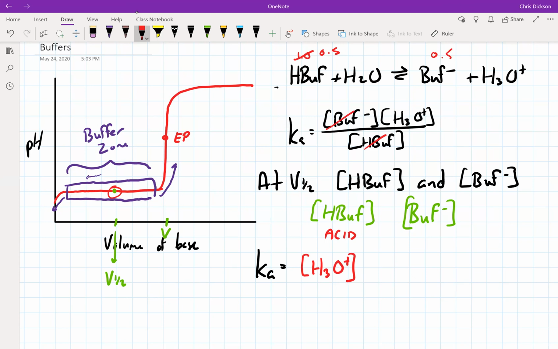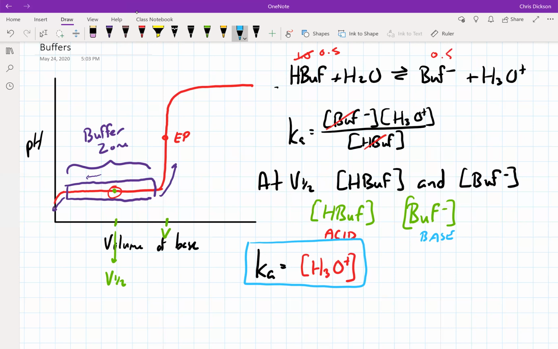Which is really analogous to indicators. Indicators have two colors, usually. I mean, it could be, I guess, colorless and another color. And what happens as it transitions or reaches its endpoint, it's right in the middle of the color change. And so the acid form of the indicator equals the base form of the indicator, just as in this case, the buffer's acid form equals the buffer's base form. So we get a Ka equal to the hydronium concentration.